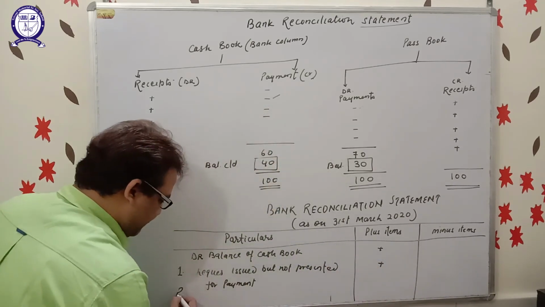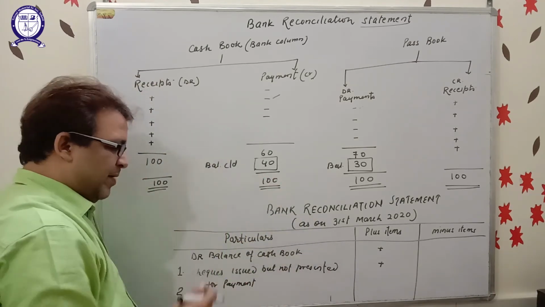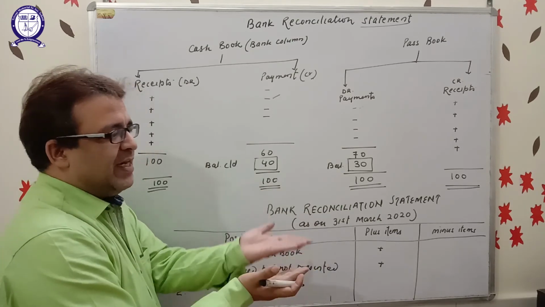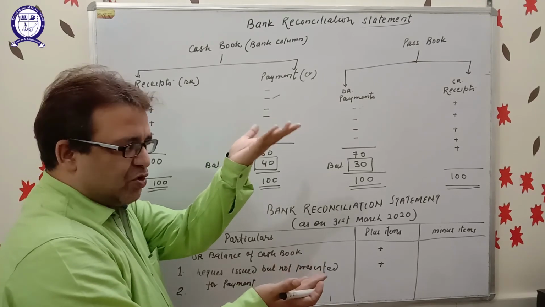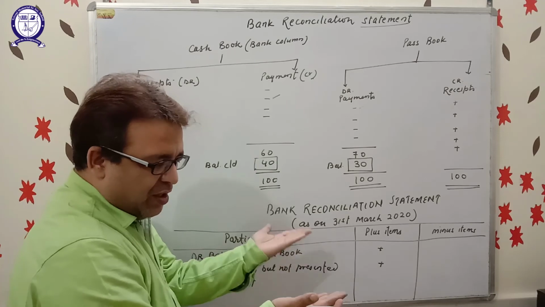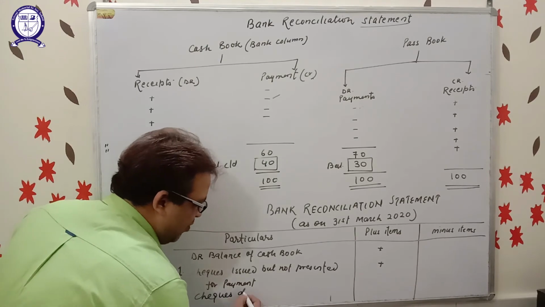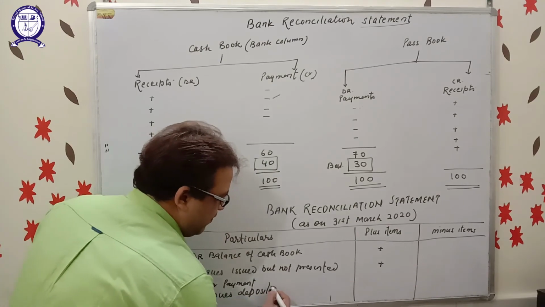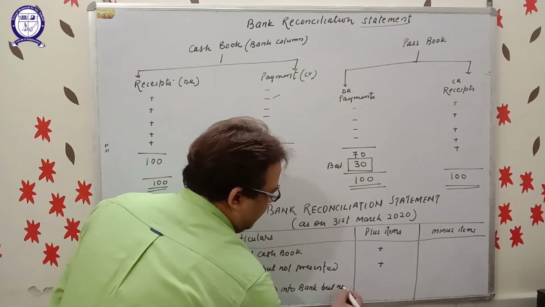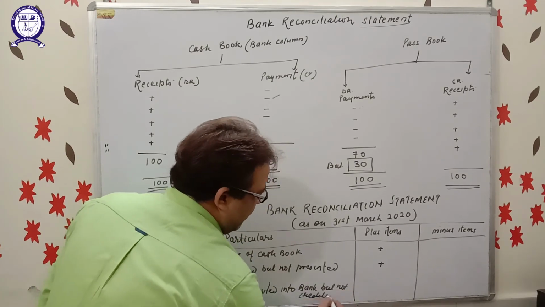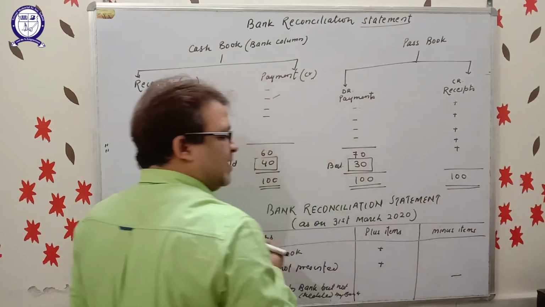Second point, cheques deposited into bank but not credited by the bank. So when we deposit some cheque, we increase our cash book and bank has not credited our account, passbook is down, so we will have to reduce our cash book to balance the same. So cheques deposited into bank but not credited by bank. This will be written here in minus items.